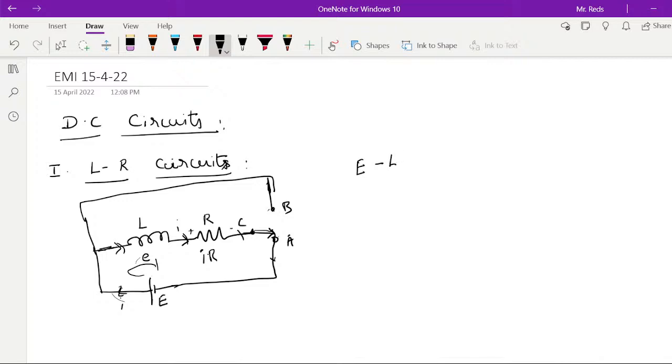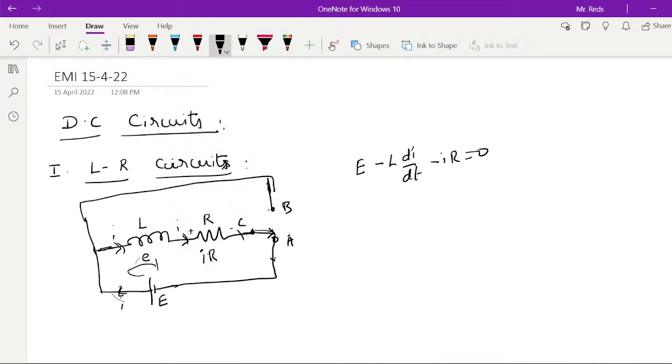So minus L, the self inductance, into di by dt, as the current varies in the inductor, minus IR equals 0. This can be taken as E minus L di by dt equals IR. Here I is the current in the circuit. It is not a steady current, it is a variable current.